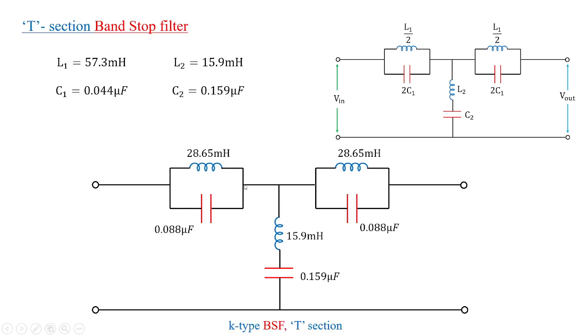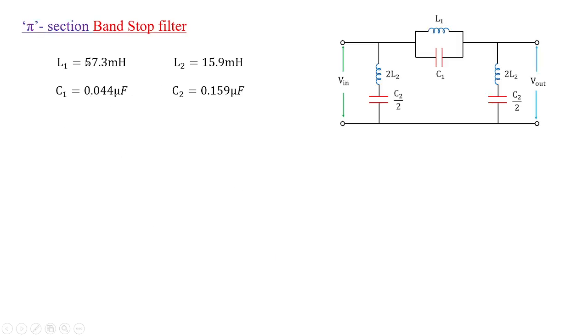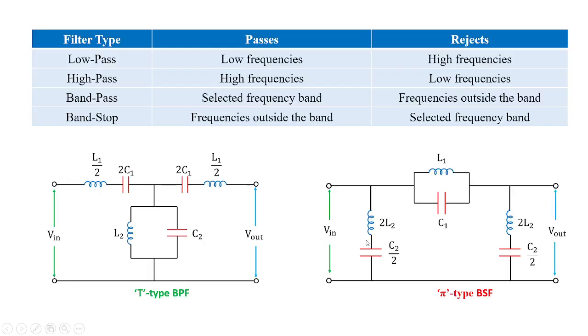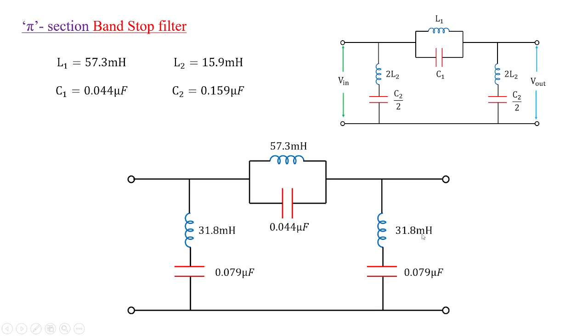Similarly, you take the same parameters and design the pi section of the band stop filter, which is given by this diagram, and substituting the values, you're going to get the pi section of the band stop filter.